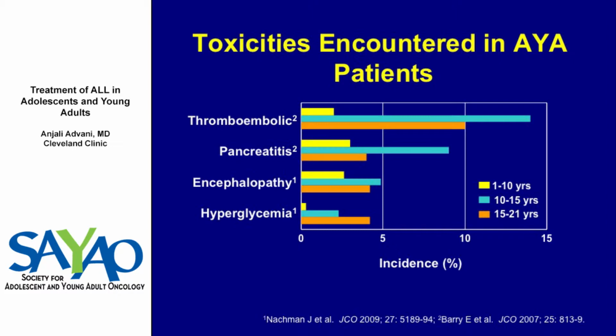And you can see that the complications do increase with age. But interestingly, not all these complications are actually higher in the highest age group. So for example, if you look at thromboembolic complications in their trial, actually the 10 to 15-year-old age group had a higher incidence than the 15 to 21. The main one that does stand out is hyperglycemia, so that was clearly age-related. But for some of these other complications, they don't necessarily increase along the age spectrum.